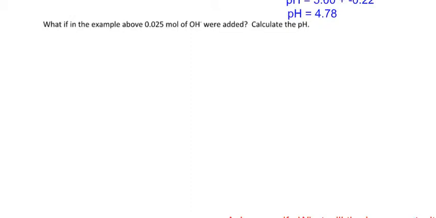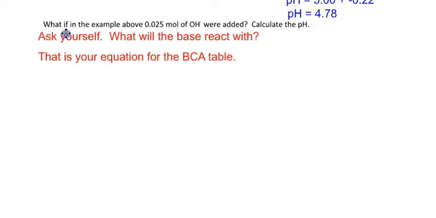So what's happening here? We are adding base to this buffer system, calculate pH. And what was that question I wanted you to ask yourself? Because this is the question that you will answer to see what your first step is. The question is, what will this base react with? Will it react with the weak acid, or will it react with its conjugate base? And I wrote, this is your equation for the BCA table. So step 1 is the BCA.